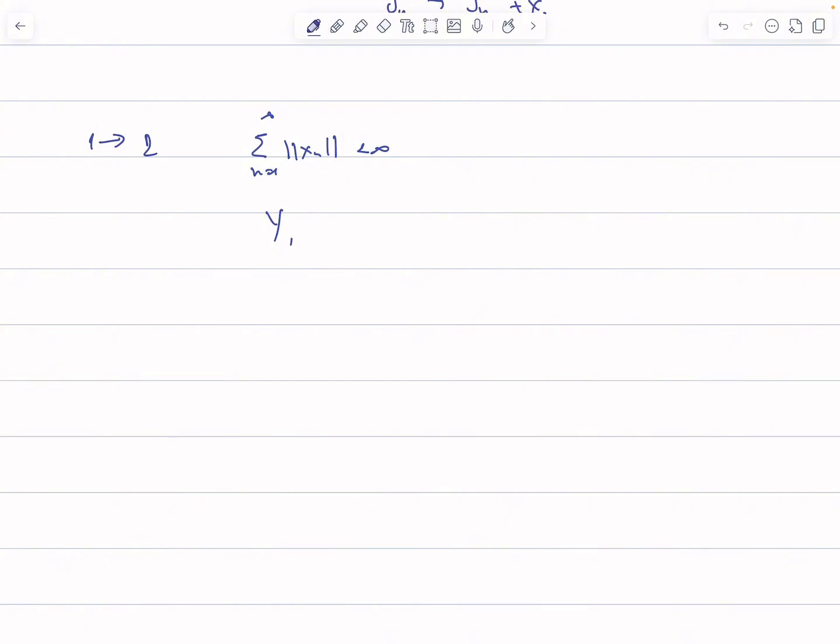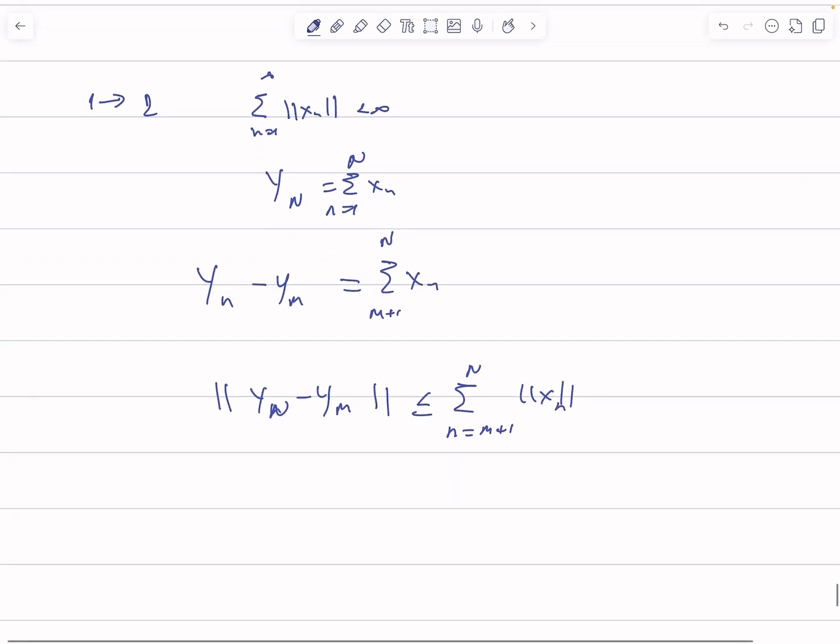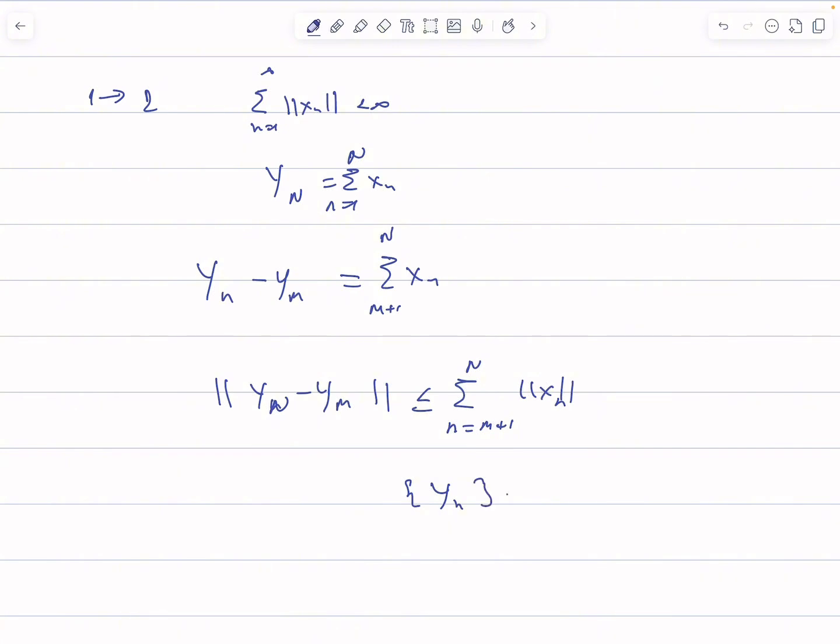We choose yn, the sum of xn up to n, and yn minus ym is equal to the sum of xn from n plus 1 to n. So the norm of yn minus ym is bounded by the sum from n plus 1 to n. So here yn is Cauchy. So there exists x such that yn goes to x.